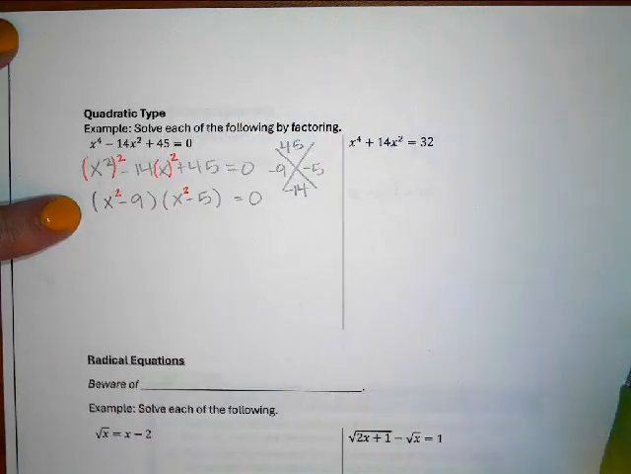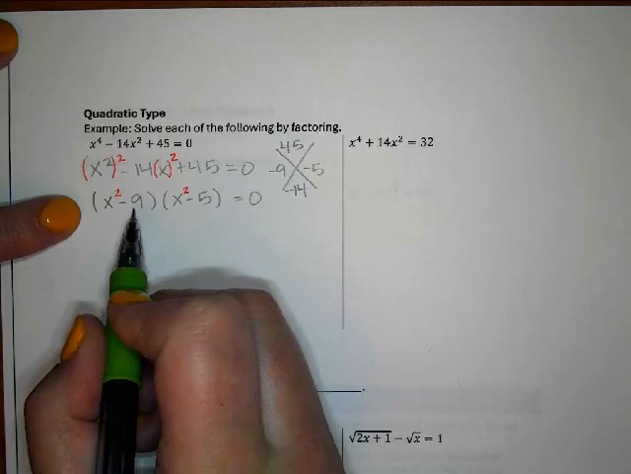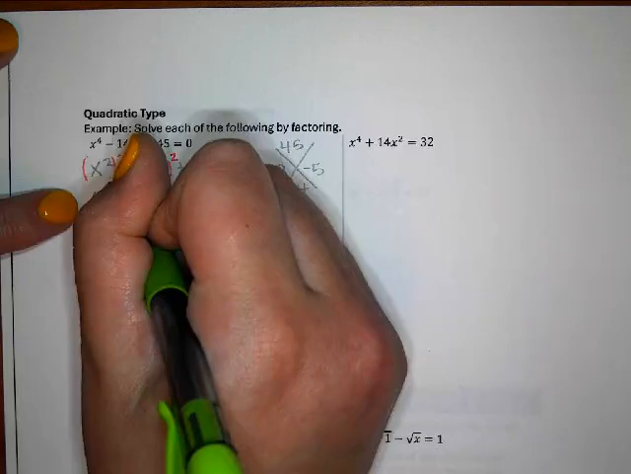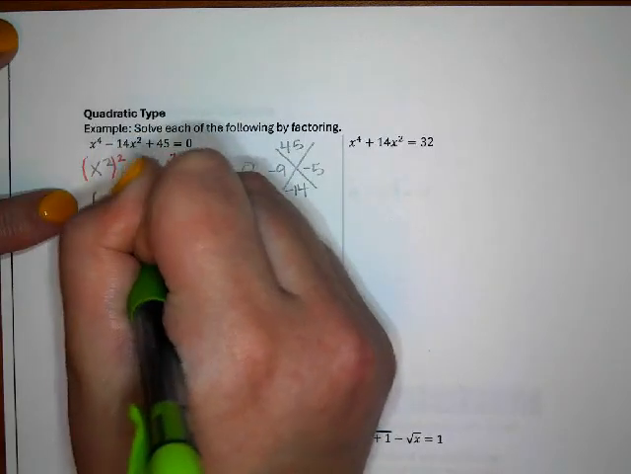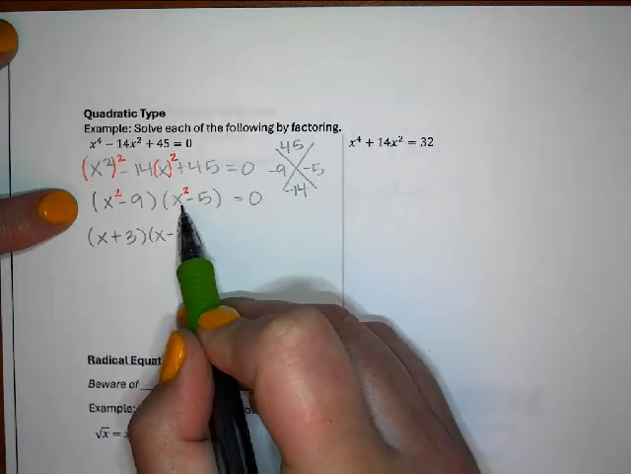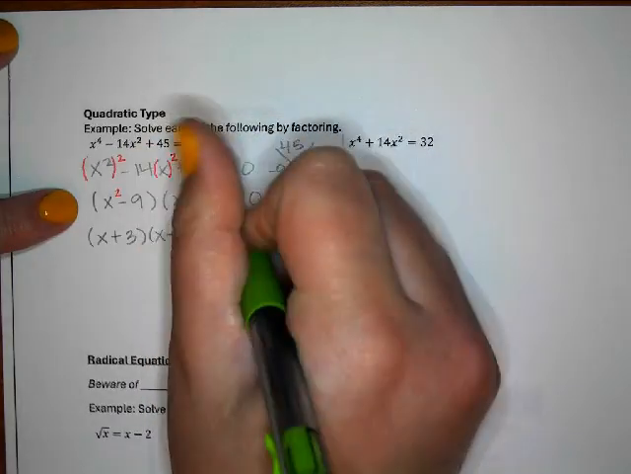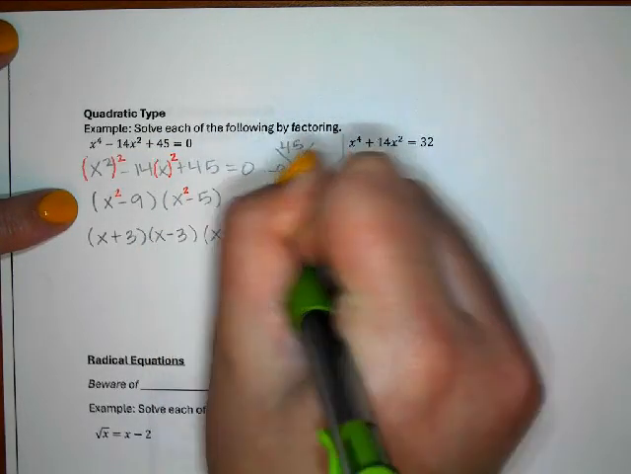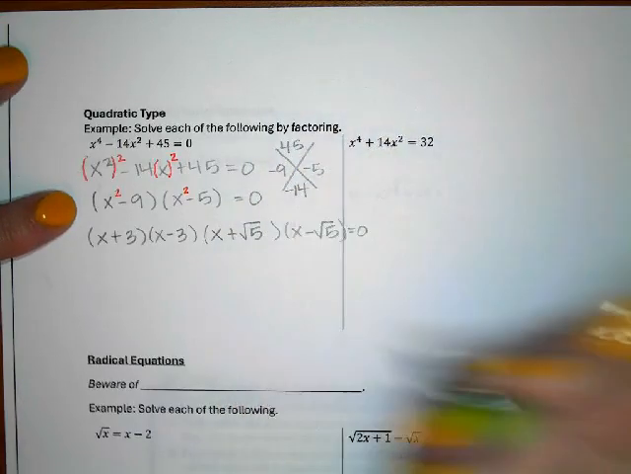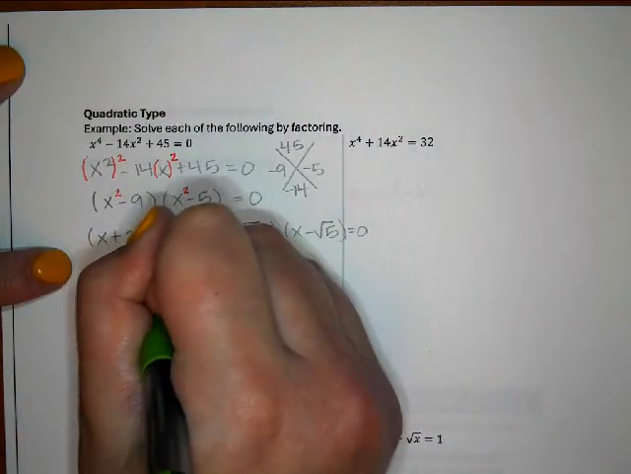So x squared minus 9, that's difference of squares. So that's going to be x, and then 9 is a perfect square, so x plus 3, x minus 3. And then 5, again, we have difference of squares, but 5 is not a perfect square, so I'm going to say x plus root 5, x minus root 5. So I have 4 solutions, all of them are real. Negative 3, positive 3, negative root 5, positive root 5.